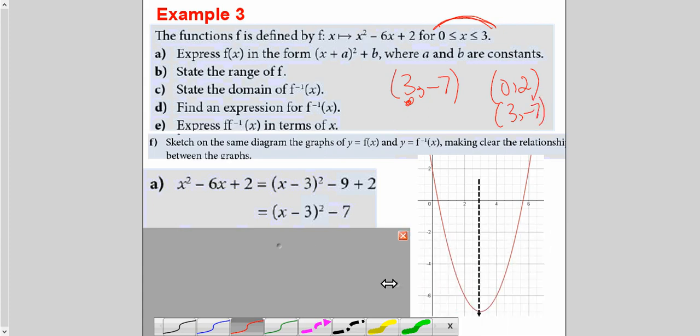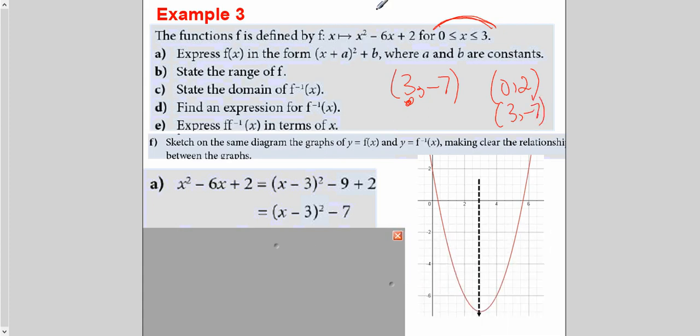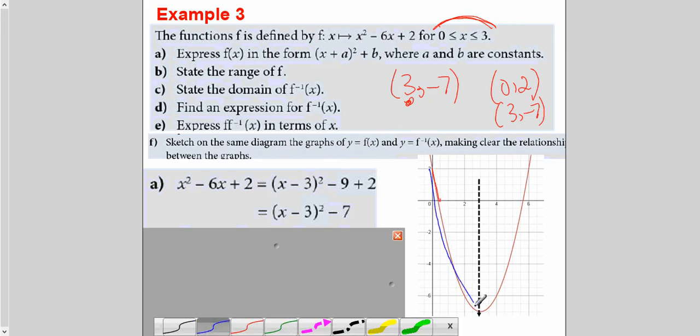If I show you the sketch of this function overall, for this domain, it means we are talking about only this part. It means we are talking about only this part, because we are saying 0 to 3. This is my 3 value. So between 0 to 3, I'm talking about only this part of the graph.